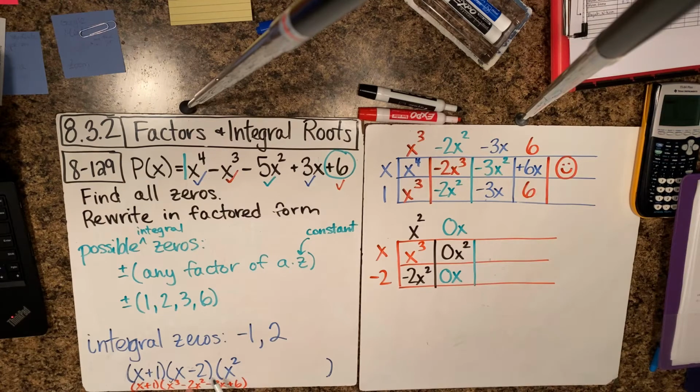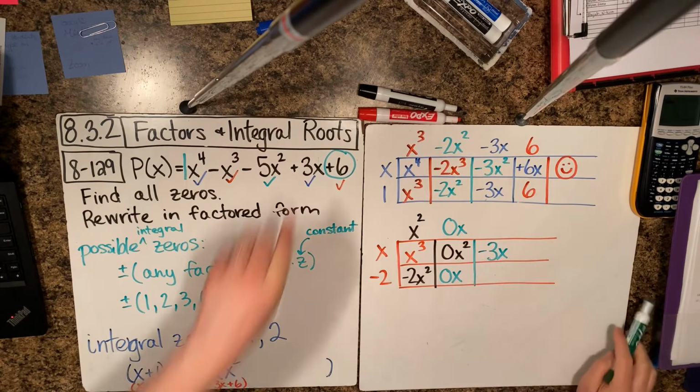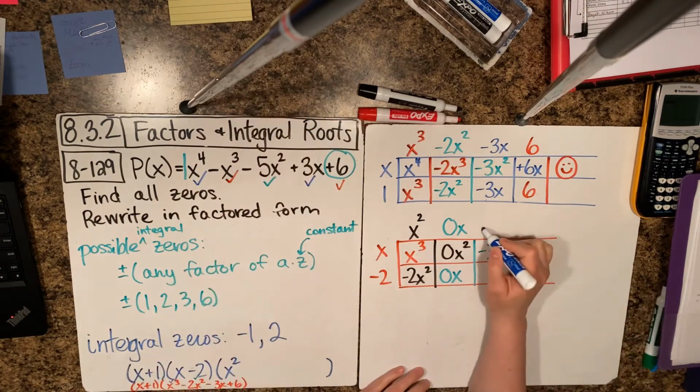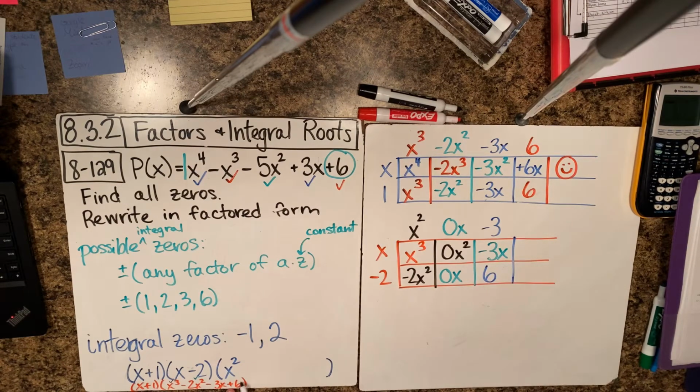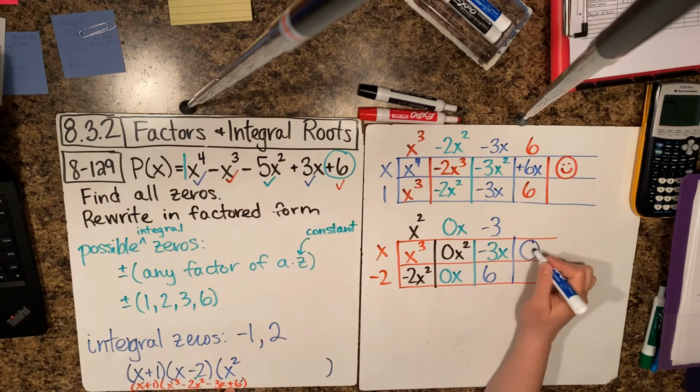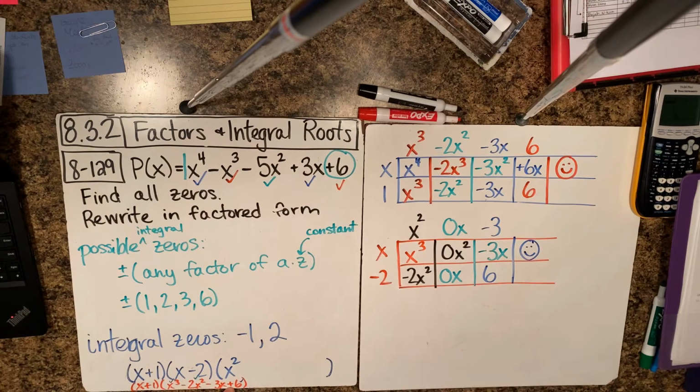We already talked about the squared. And I'm supposed to have negative 3x. I don't have any, so I have to put a negative 3x here. Okay, so I put a negative 3 on top. I get 6 here. That matches. And again, it better match. If you don't get a 0 here, then that means it's not a factor.